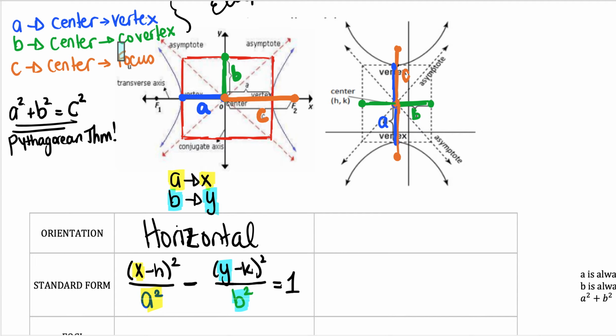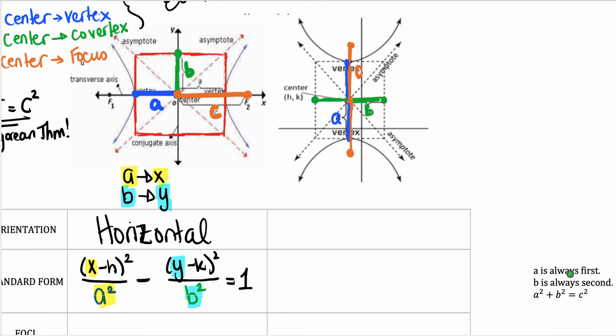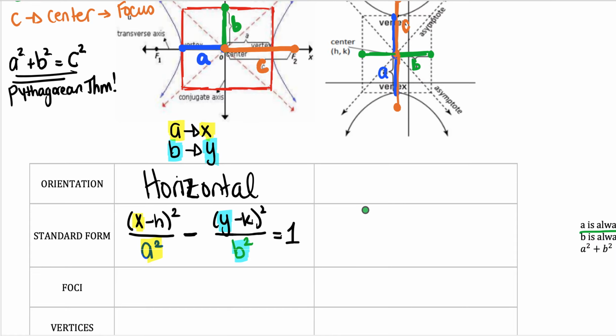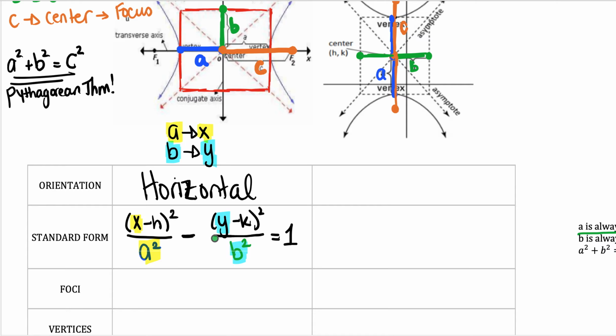But the key, as with ellipses, is that a, I wrote it over here, a is always first. The reason that this is important is because it's subtraction. Subtraction is not the same either way. Like 1 minus 2 is not equal to 2 minus 1. So it's really important that we line up our variables, not x and y. It always has to be a first and then b.